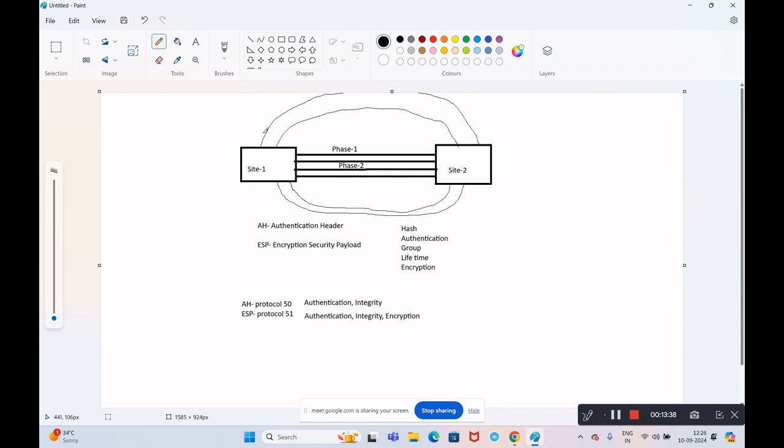So in phase 1 of main mode, the fifth and sixth messages are encrypted. We can't see whatever information is sent in the fifth and sixth messages. From site 1 we are sending the fifth message, which is in an encrypted format, right? And from site 2 there will be the same.